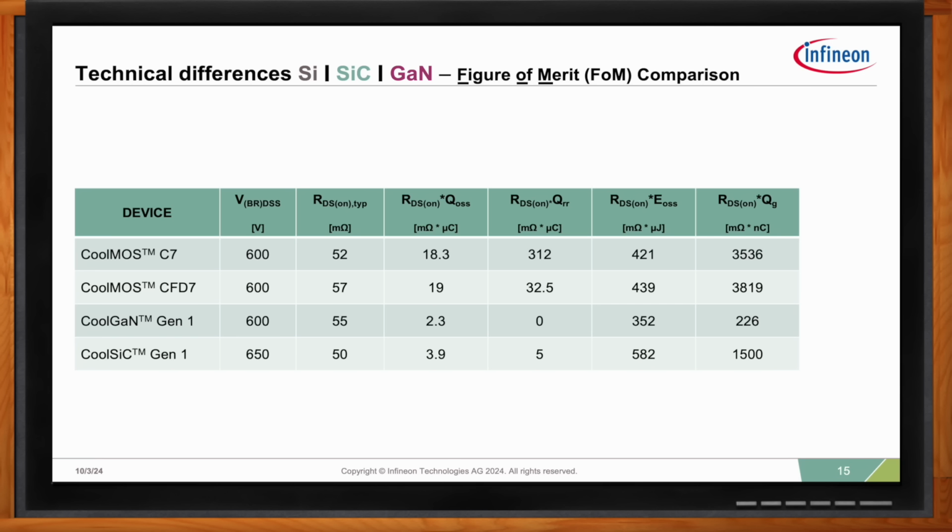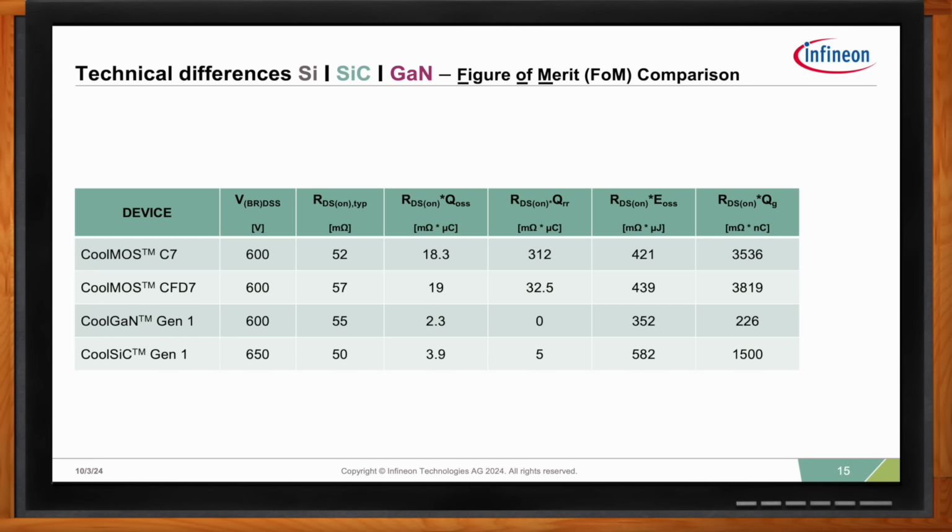Here, for example, we are comparing around 50 milliohm devices, as noted in the third column. The RDS(on) might vary, but these are the closest matched devices from different technologies. The CoolMOS C7 and CFD7 are silicon superjunctions. In the last two rows are the CoolGaN and CoolSiC, which are the GaN and silicon carbide devices, respectively.